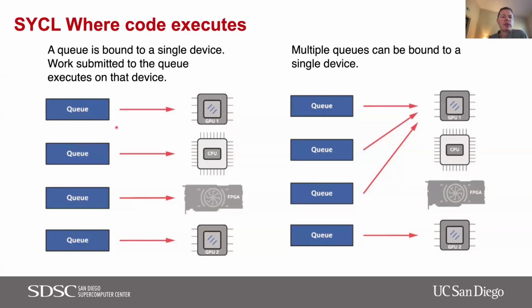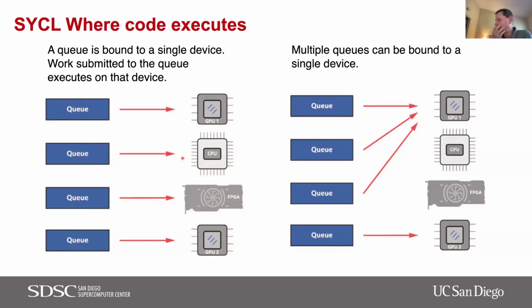And then we've seen this before. You can have these different queues, and you can bind them to a single device. And then the work that's submitted to the queue executes on that device. So you can have a queue and run on GPU 1 in your system. If you have a different GPU, you can run on GPU 2. If you have an FPGA in your system, you run on the FPGA, or on your CPU.